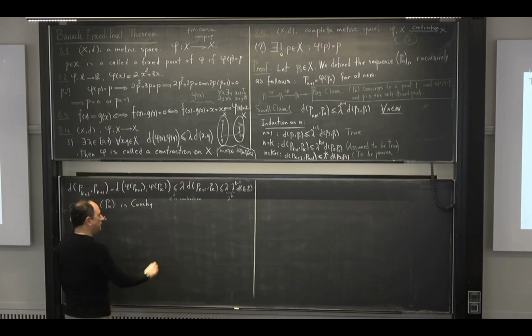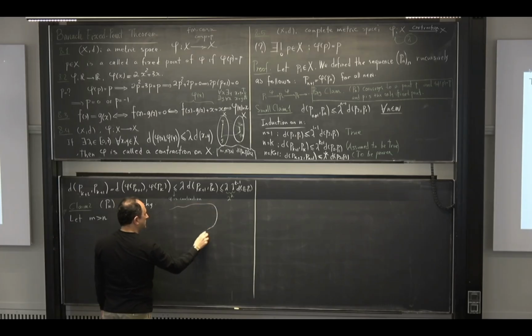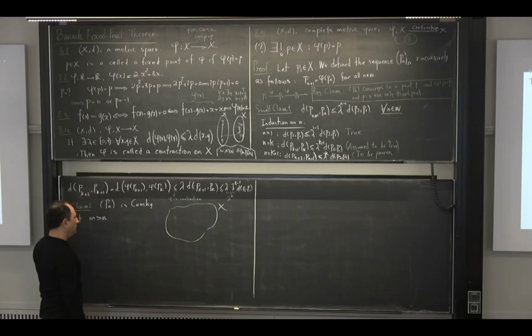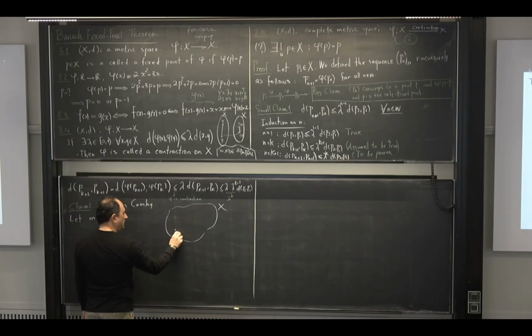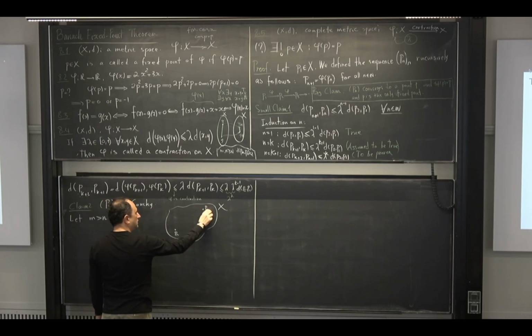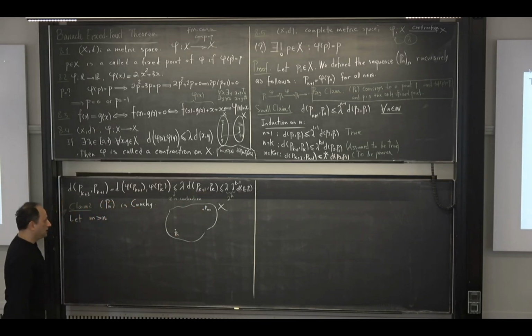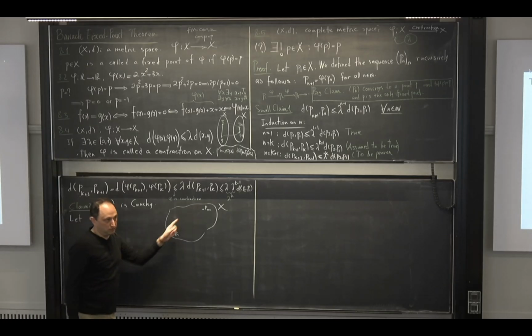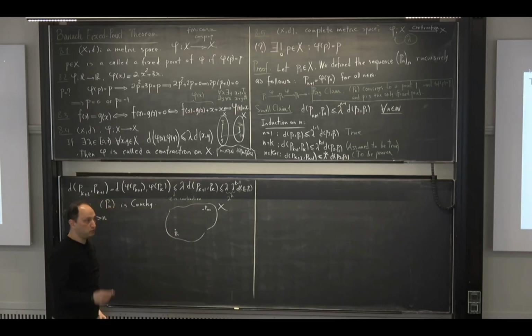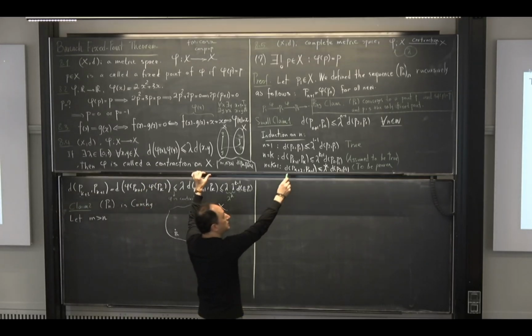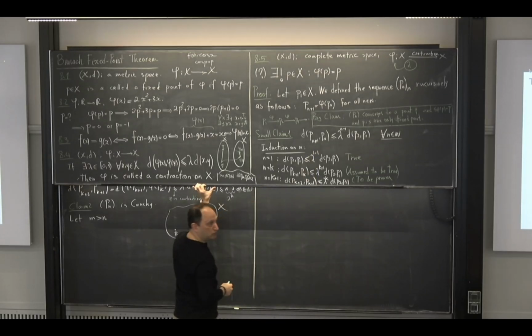So for example, if this is your metric space, here is p_n and here is p_m. I want to estimate the distance between this term and that term. But what I have in my hand is the estimate between two consecutive terms. Can you tell me what to do now?